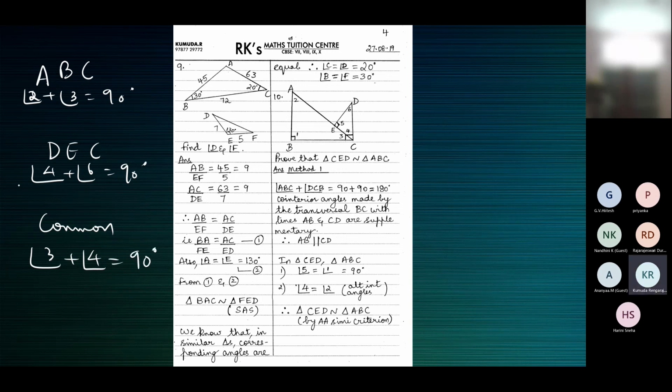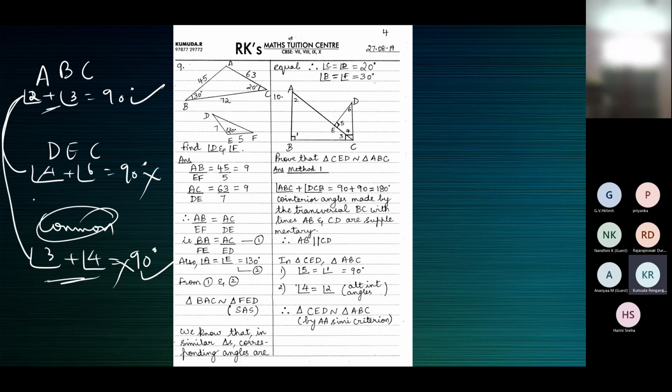So you'll have to compare this one with the common one, and this one with the common one. Don't compare these two, you will not get anything. If you compare 2 plus 3 with 4 plus 6, you cannot see any angles repeated, so you will not get anything. So compare the common one with this one, and the common one with that one. So you will get two pairs of equal angles.